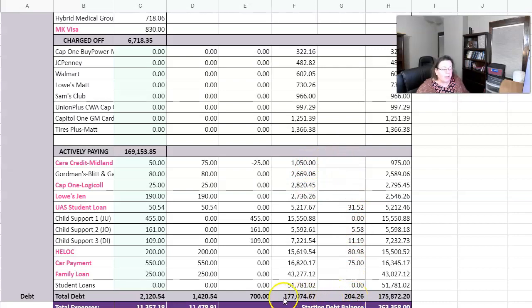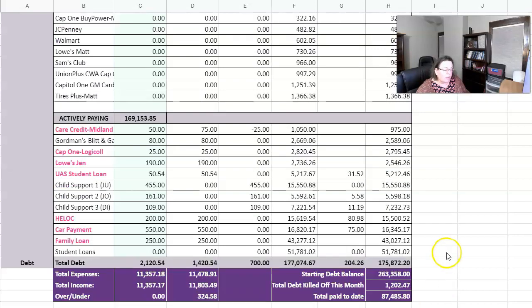But when you look at where we started, $177,074 was our debt at the beginning of the month. And at the end of the month, it was $175,872. So let's look at all of the totals. This is the column we're working off of, our actual column.